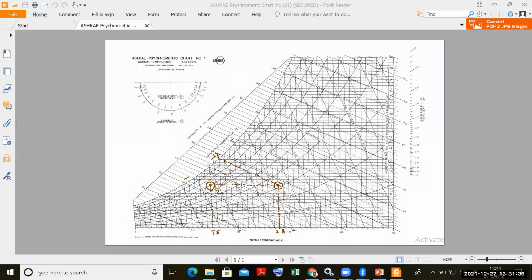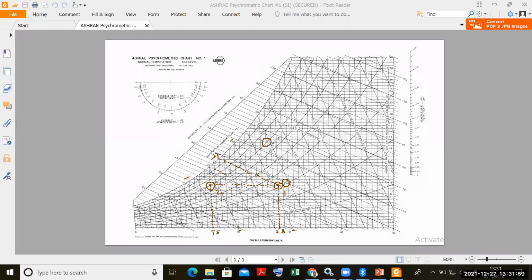Now very easy. Here they have asked first what is the RH1. So RH1 means relative humidity at point 1. So as you can see here in this chart, it is shown at 30 percent. What is the RH2? So RH2 lies on this RH curve. This RH curve corresponds to 70 percent RH.